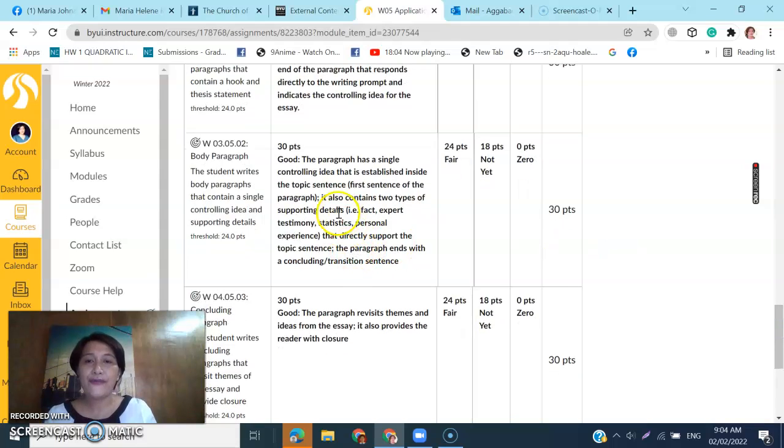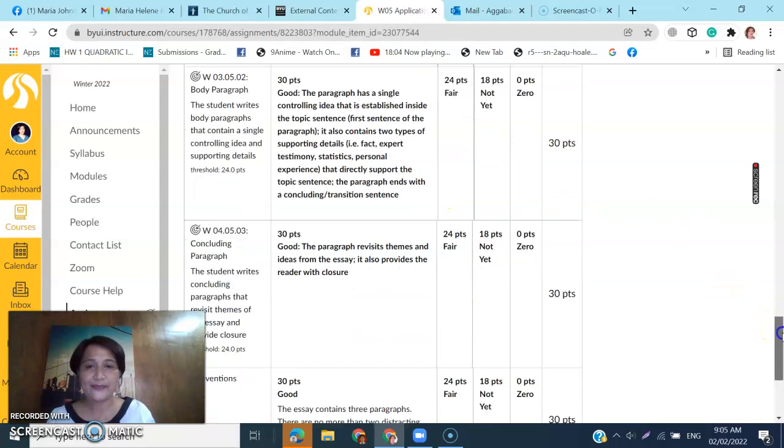To get a full score of 30 for the body paragraph, the paragraph has a single controlling idea that is established inside the topic sentence. The topic sentence is the first sentence of the paragraph. It also contains the two types of supporting details. So these are the facts, the expert testimony, statistics, and personal experience that directly support the topic sentence. The paragraph ends with a concluding and a transitional sentence.